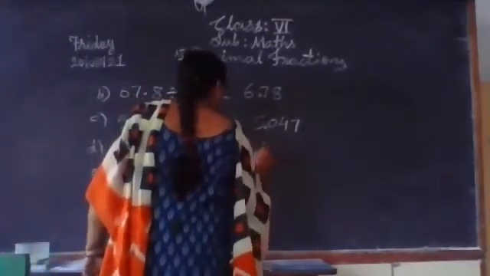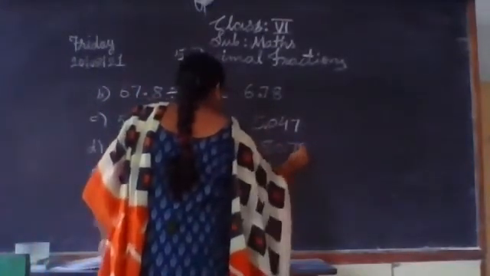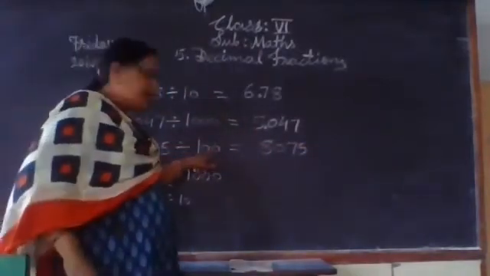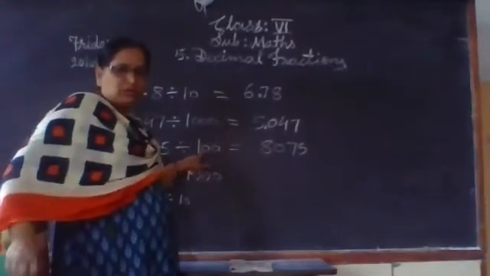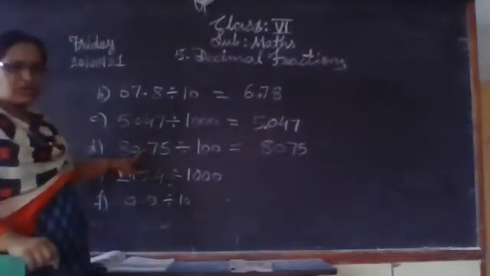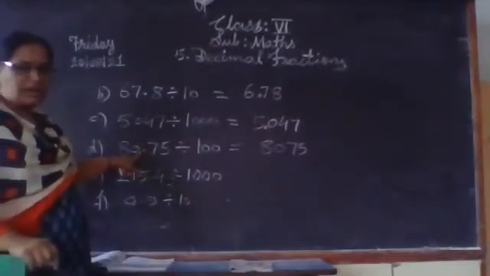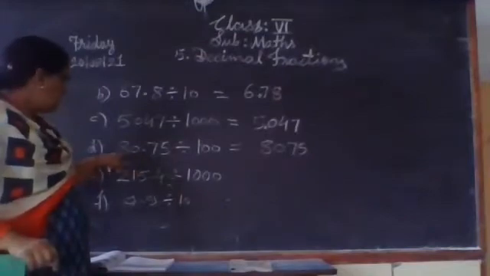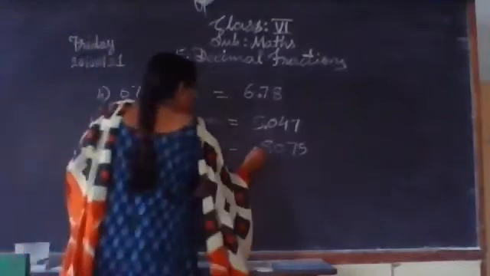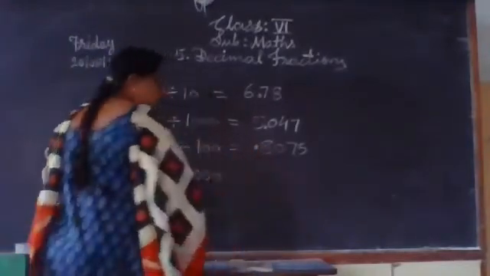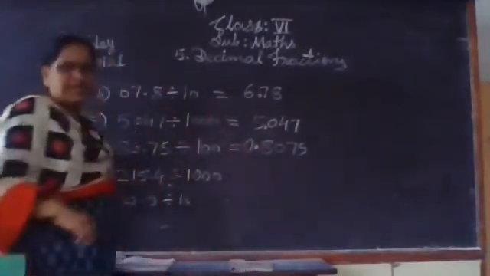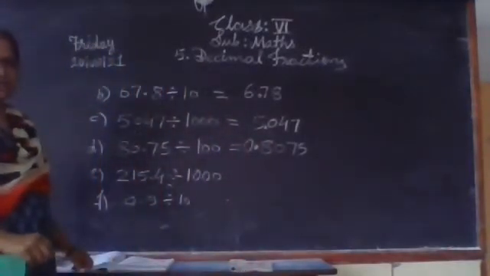80.75. So write down 80.75 without the decimal point. Now 1, 2. So you have to divide it by 100, means it has 2 zeros. And the position of the decimal is here. So move 2 places to the left side: 1, 2. So it would be before 8. Okay. So you can write it as 0.8075.